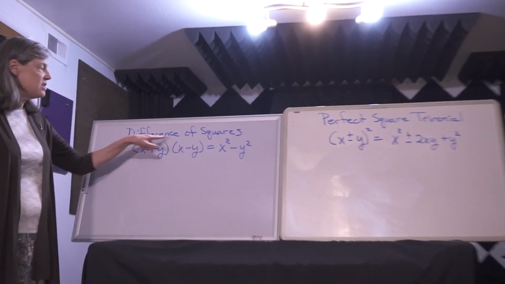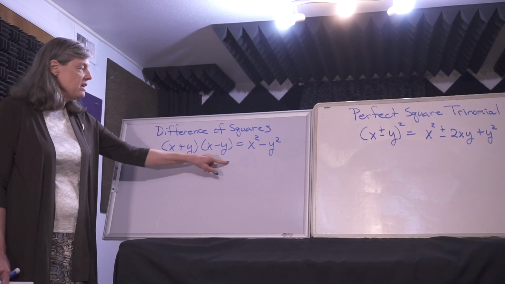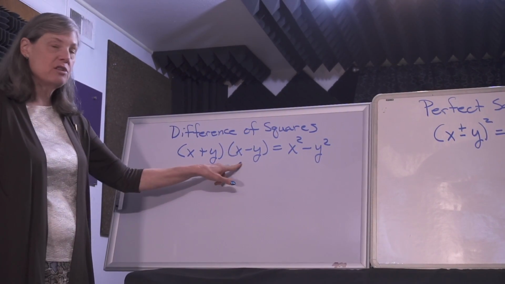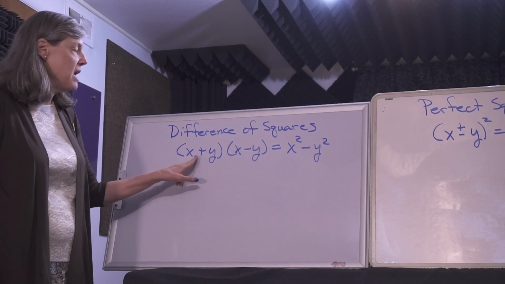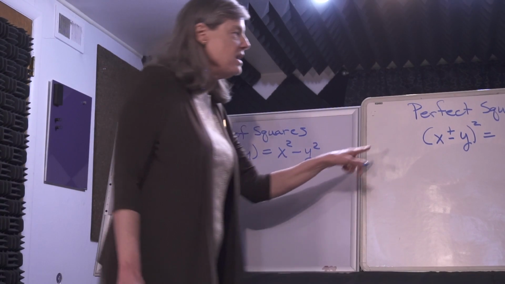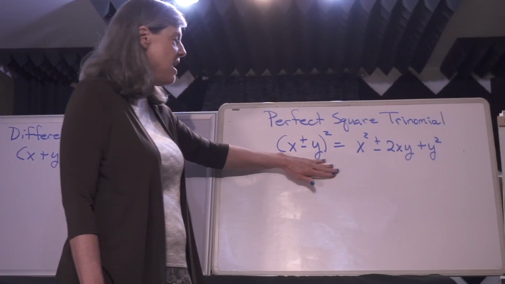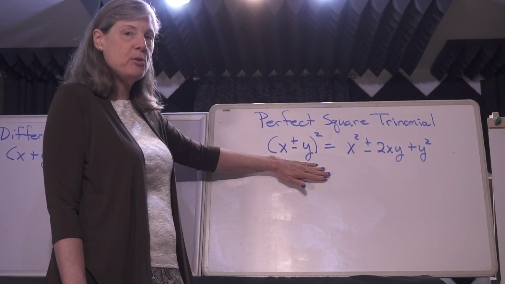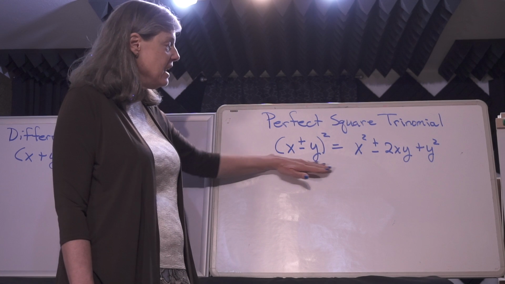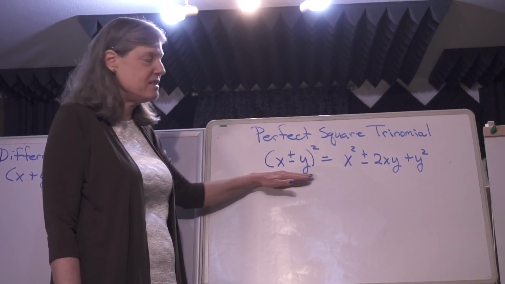But this is called difference of squares. It'll start out looking like two sets of parentheses where our x's are the same, our y's are the same, and our signs are different. Our other one is perfect square trinomial, where we only have one set of parentheses and that set is squared, meaning that this is the same thing twice.